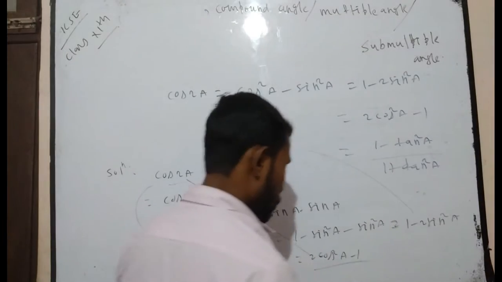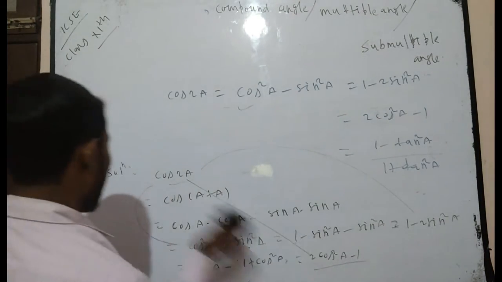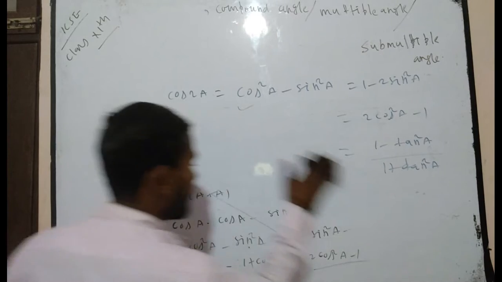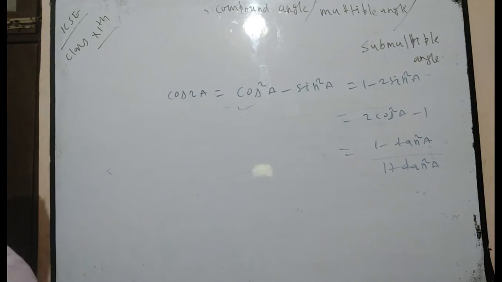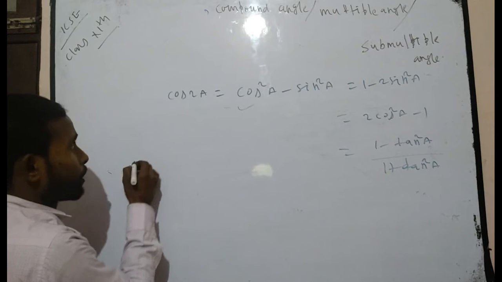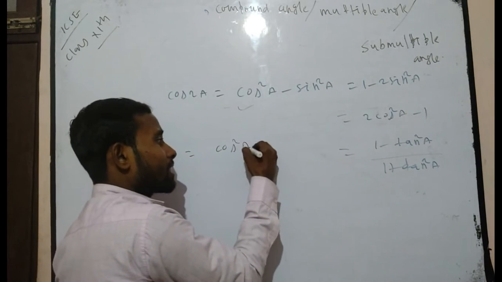The final formula is 1 minus tan square a divided by 1 plus tan square a. Now how can you prove this formula? It is also very simple, because I have just proved to you that cos 2a is equal to cos square a minus sin square a.